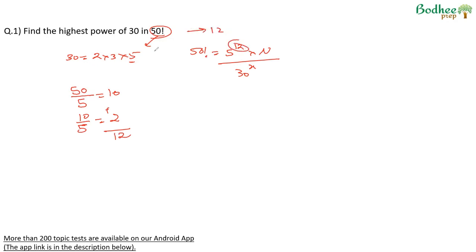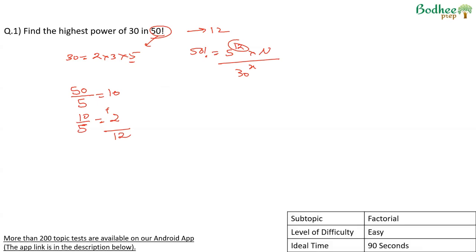And therefore, 12 becomes my answer because if you look at the powers of 2, 3, and 5 in 50 factorial, clearly 5 will have the lowest power and that is 12. And therefore, 30 can have a maximum power of the limiting number. Answer 12 for this question.